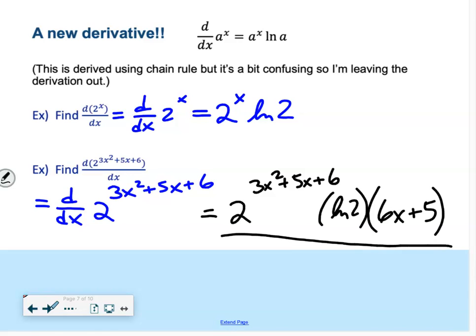There's nothing you can do to simplify it, so please don't try, because it just has to stay like that. So a to the x, in this case, think of it as not just an x, but a to the guts times ln a, d guts.